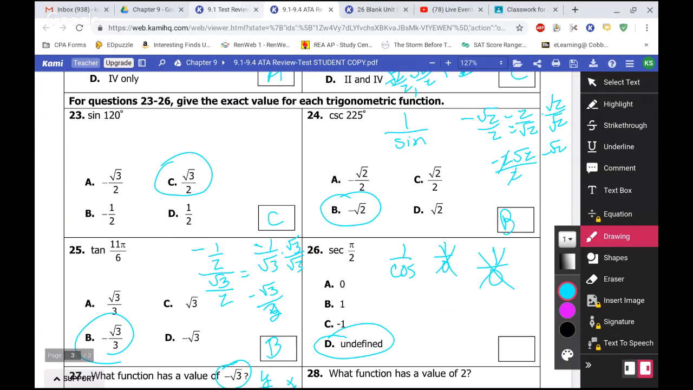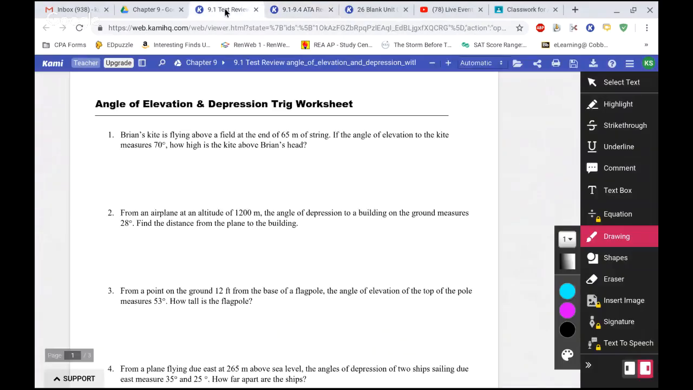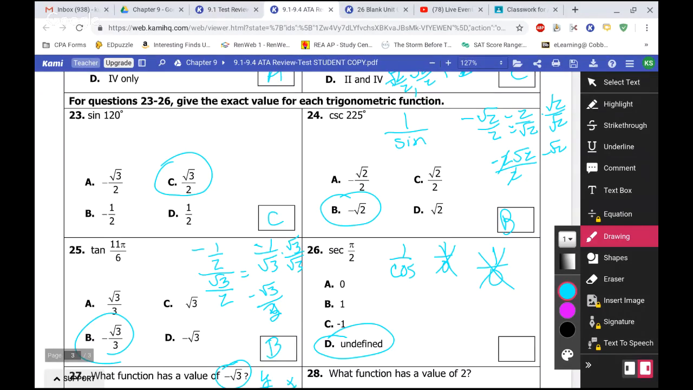And do you need me to review the unit circle with you? No, I just need to fine tune my memory of it. Okay. All right. Any more questions on that part of the quiz, test, review, whatever this thing is? No, I'm good.